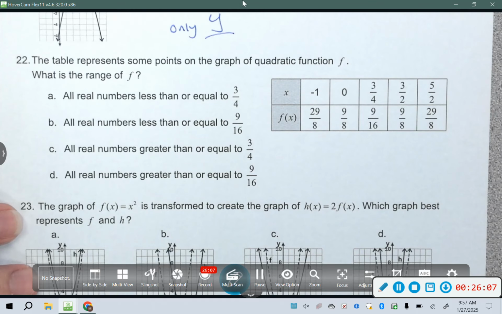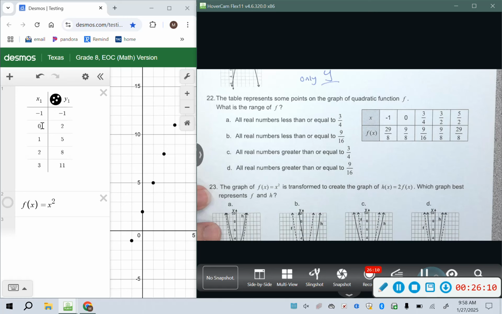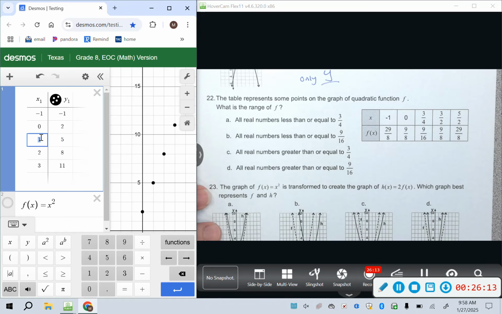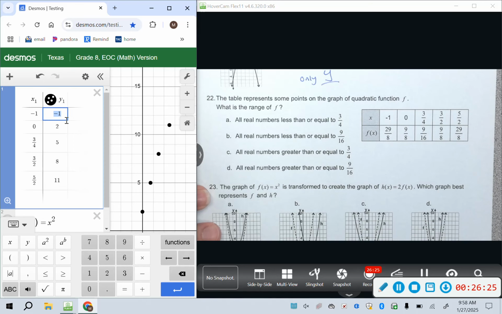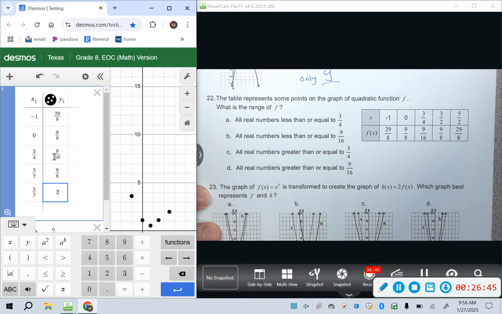Okay, 22, we're going to use our calculator here just to see what it looks like. So I'm going to type in -1, 0. This is 3/4. This is 3/2. And this is 5/2. Okay, so this is 29/8. So this is going to just be like a normal quadratic for us, but it just has ugly numbers. So we're going to make our calculator show them to us. And then again, we're going to hit our plus sign.